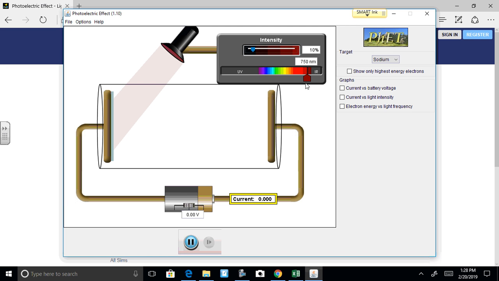Okay, but I'm going to move the wavelength of light to a smaller wavelength in the blue area. Okay, so now we're at roughly 408 nanometers. Now what these little blue balls represent are electrons that are being released from this metal plate right here. So notice even at a low intensity, at this wavelength, we're starting to see some electrons being released.